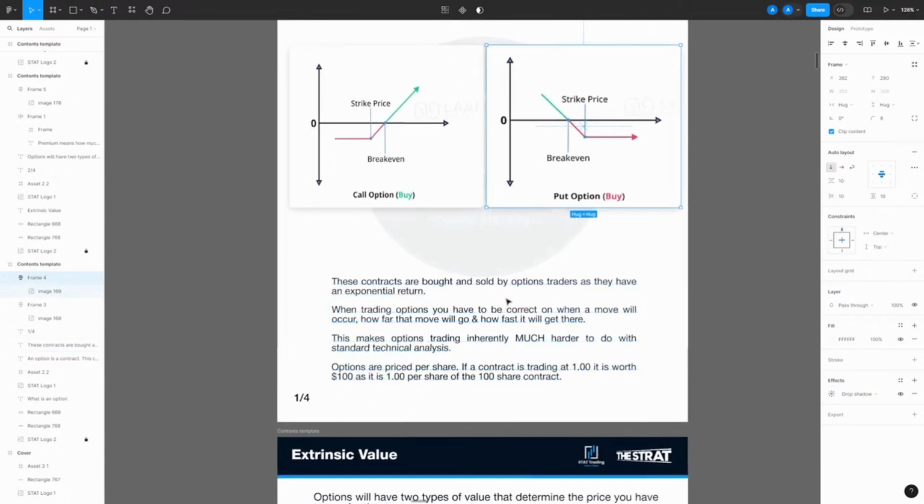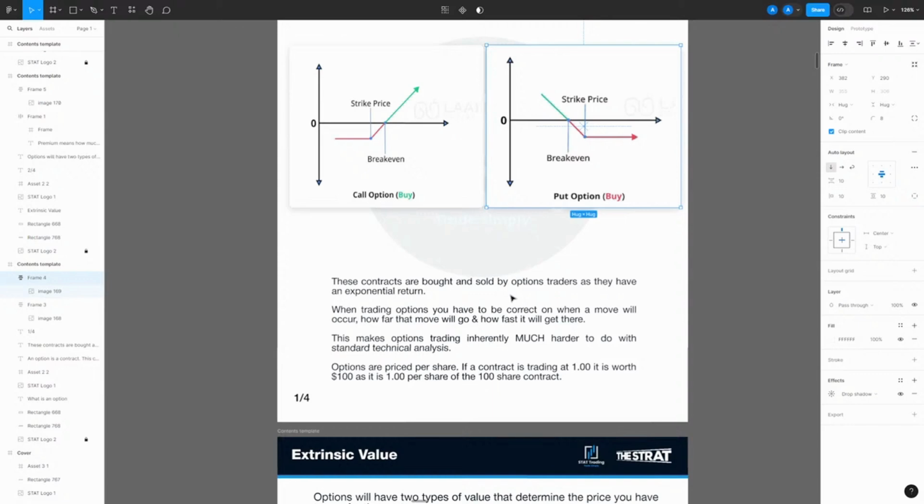So these contracts are bought and sold by traders because they have an exponential return, which also means they have exponential losses. So when trading options, you have to be correct on the move. So when is it going to move? How far is that move going to go? And then how fast is it getting there? Which is why the strat's so good for this, because of the continuity. If it's long green bars, you know it's going quickly. If you gauge magnitude correctly, you know where it's going. And if you understand continuity exhaustion, where they open and close new continuity levels, you know how long you have until things change and you might have to close, or until that continuity runs out and it's going to have to reconfirm.